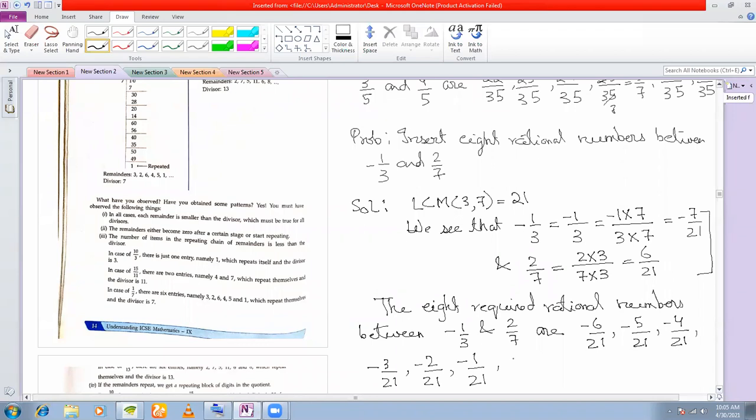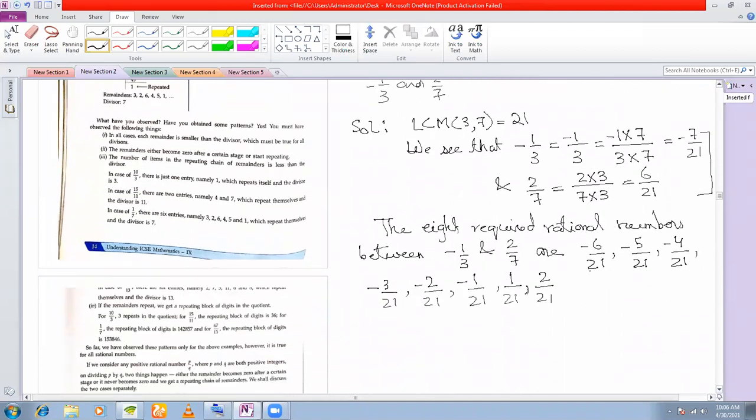0 is not a rational number actually. Okay, so we'll not put 0. So then you have 1 by 21, and then you have 2 by 21. How many have we got here? We've got 8. Okay, we've got 8 rational numbers. So we have inserted these rational numbers between these two. Okay, any questions?